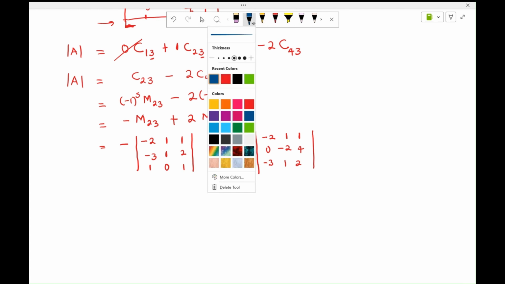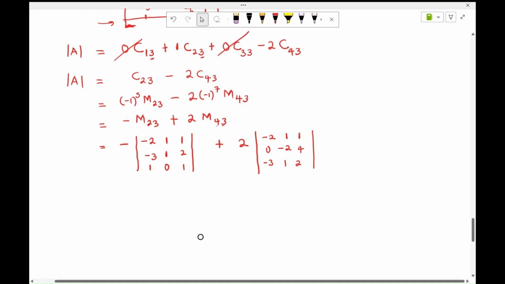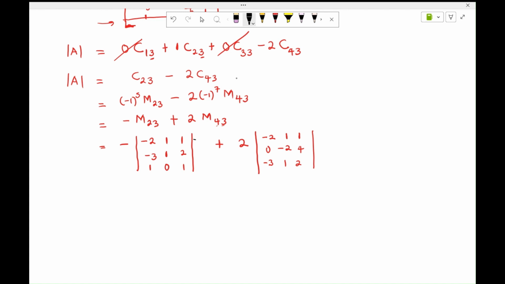So let's try to see what I'm talking about. Since this is 3 by 3, you can decide to use Sarrus rule by copying the first two columns, because you want to find the determinant. So repeat minus 2, minus 3, 1, 1, 1, 0, right? Here also you do the same. You repeat minus 2, 0, and minus 3, 1, minus 2, and 1.